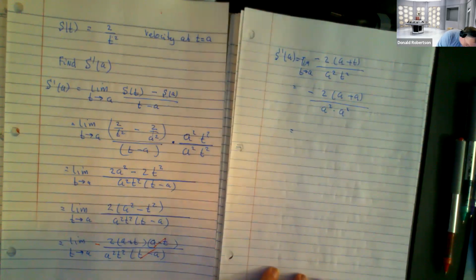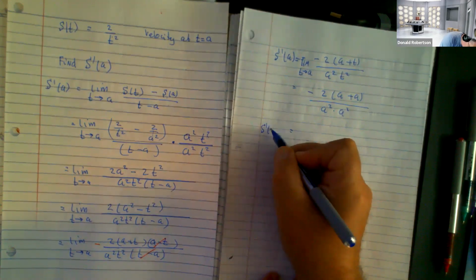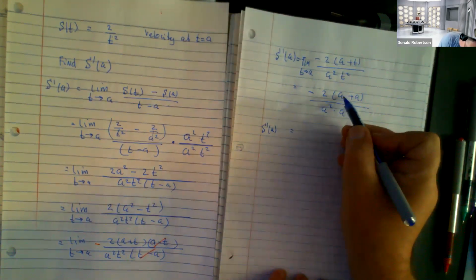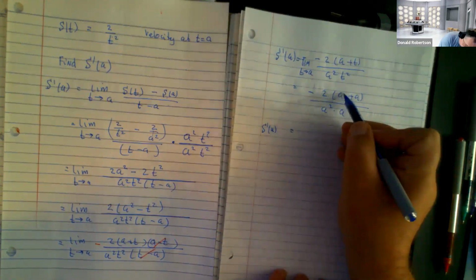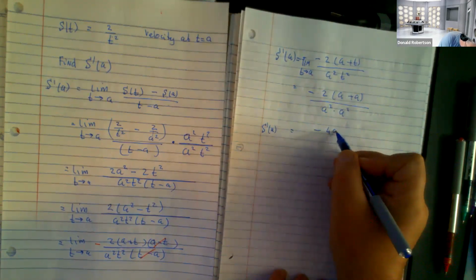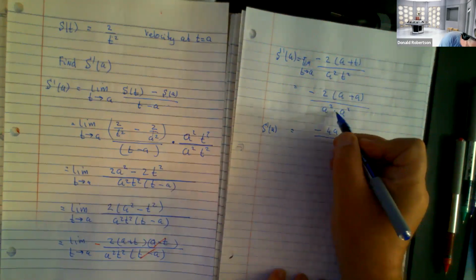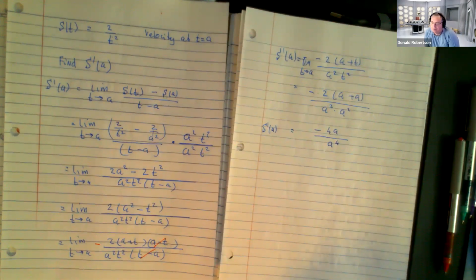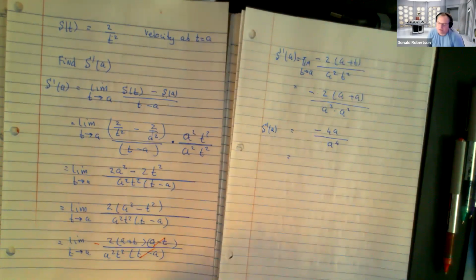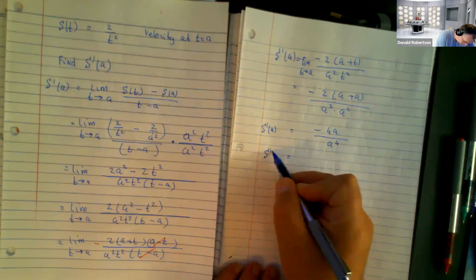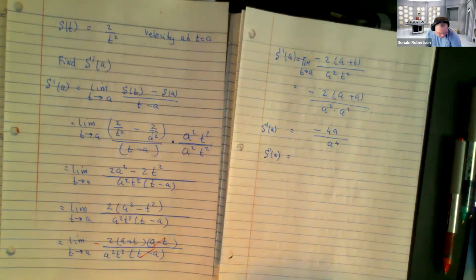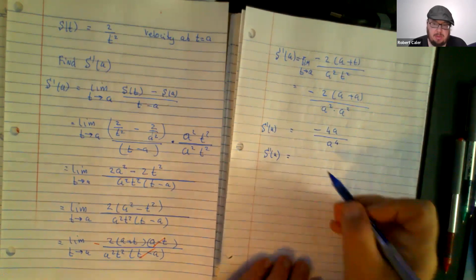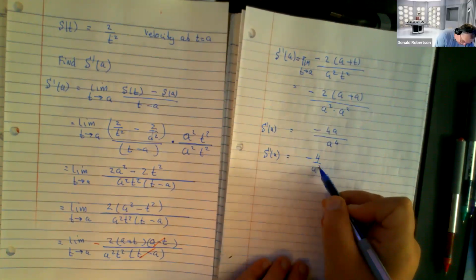And now we're into style points, making things look nice. A plus A gets me 2A, and negative 2 times 2A gets me negative 4A. And A squared times another A squared gets me A to the 4. Right, it's looking a lot prettier than it did a while ago. What does that simplify to? Negative 4 over A cubed. Right, we just basically cancel an A. Agreed?